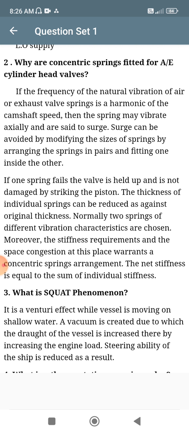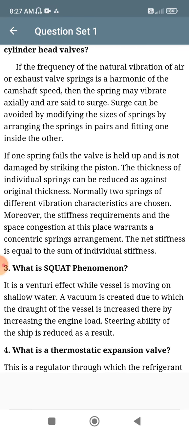Normally two springs of different vibration characters are chosen. Moreover, the stiffness requirement and the space congestion at this place warrants the concentric spring arrangement. The net stiffness will be equal to the sum of individual stiffness.